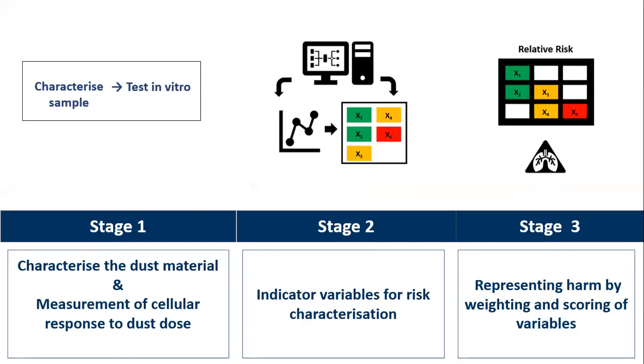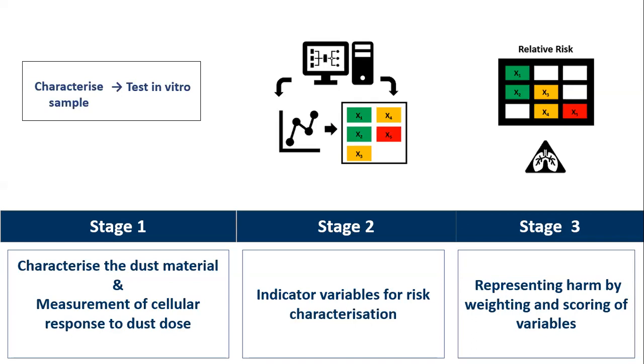And the first component looks at the characterization of various coal dust samples for their physical and chemical components, and then testing those samples in vitro to get a measurement of their cellular response to dust dose. Then taking the information from that first stage and computing it to generate indicator variables for risk characterization. And what I mean by that is to assess which physical and chemical characteristics have an influence on the toxic response measured.